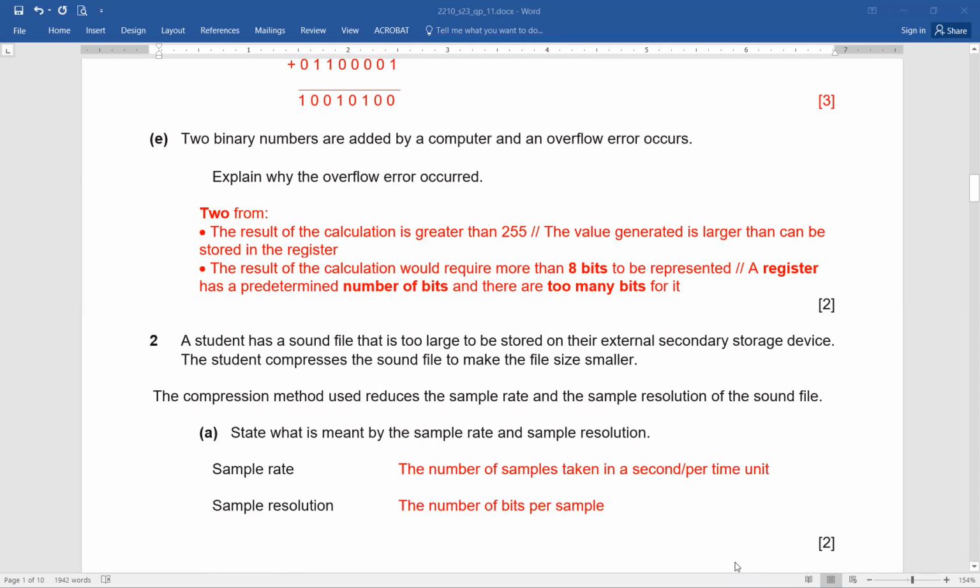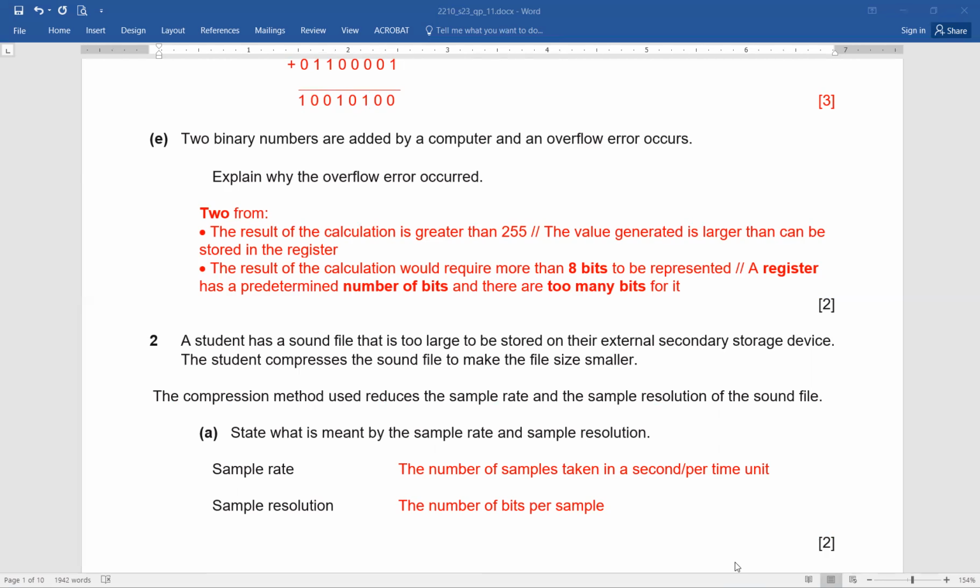A student has a sound file that is too large to be stored on their external secondary storage device. The student compresses the sound file to make the file size smaller. The compression method used reduces the sample rate and the sample resolution of the sound file. State what is meant by the sample rate and sample resolution.